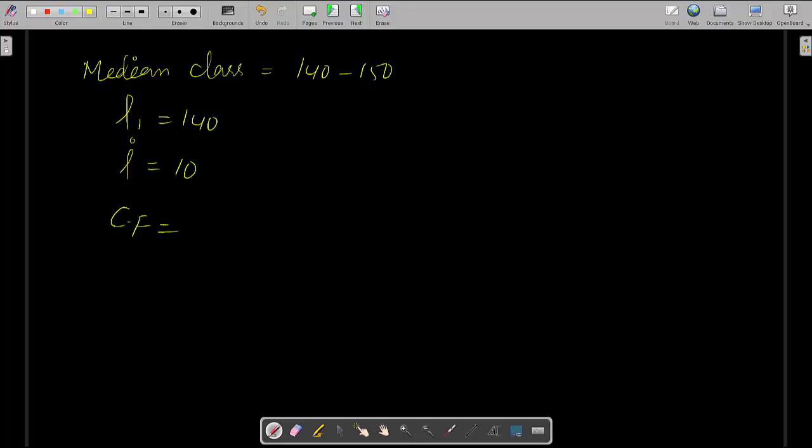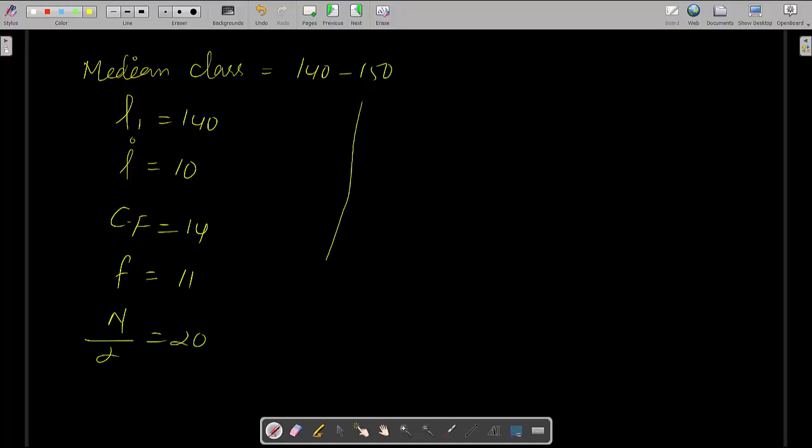So here the median class is 140 to 150. Therefore, L1 is equal to 140. I is equal to 10, that is 150 minus 140. Your CF is equal to 14, correct? Your F value is equal to 11, and n by 2 is equal to 20.